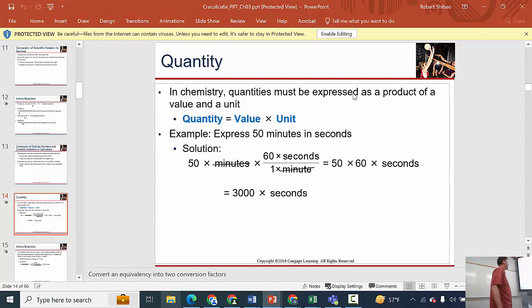What they're saying is that this would be the quantity, 3,000 seconds. In a quantity, we have the value, which is 3,000, and the units, which is seconds. But you don't need to know. I'm not going to ask you what the value is, what the unit is. It's just, when you take a measurement, there's going to be a unit associated with it. And so this one, don't bother.